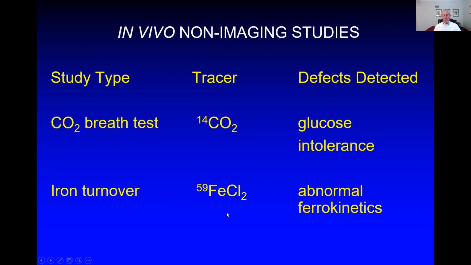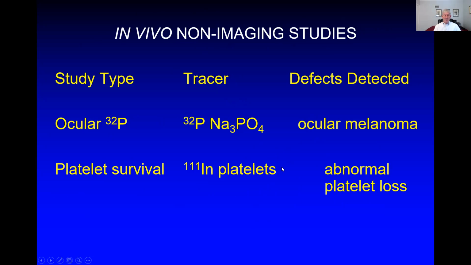We can't obtain iron as a medical isotope. This one is rarely performed for glucose intolerance testing. Ocular P32, this was used to find ocular melanoma. I have never seen this study performed ever. It's in the books. Never have seen it in 40 years.